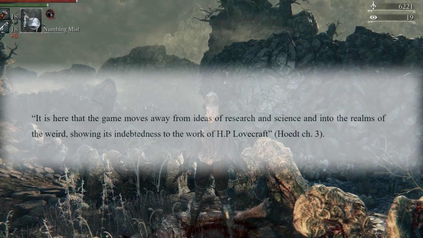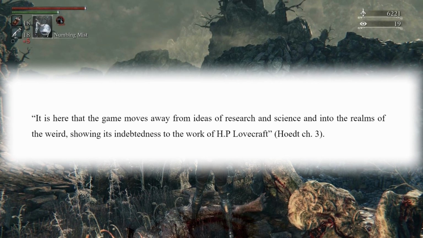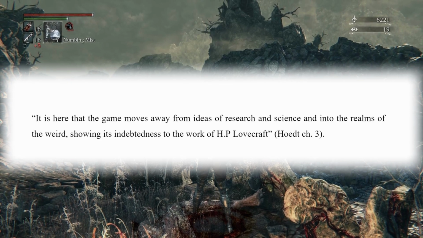It is here that the game moves away from ideas of research and science and into the realms of the weird, showing its indebtedness to the work of H.P. Lovecraft. An interview with Hidetaka Miyazaki by Future Press also confirms this, by addressing the specific function of these forms of horror within Bloodborne.